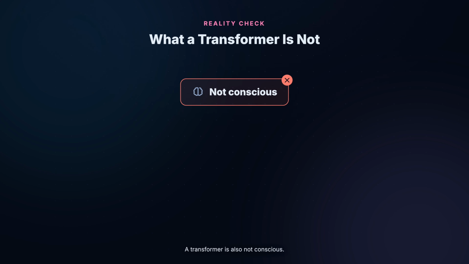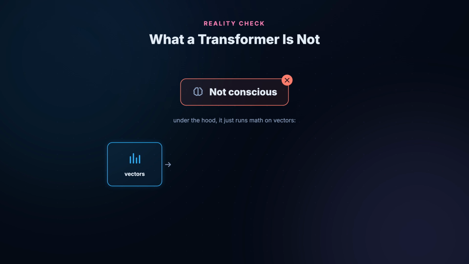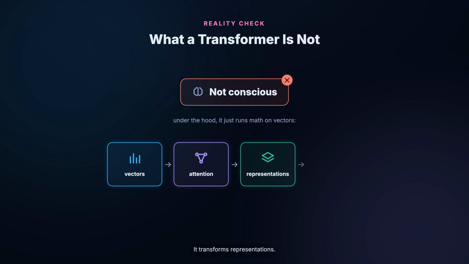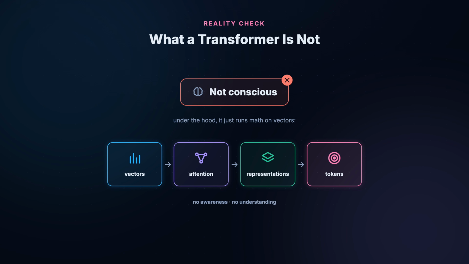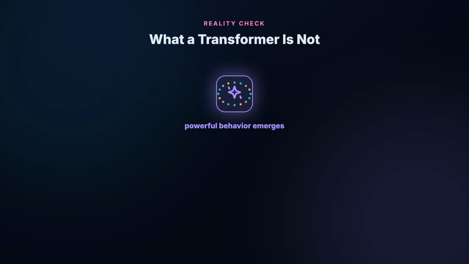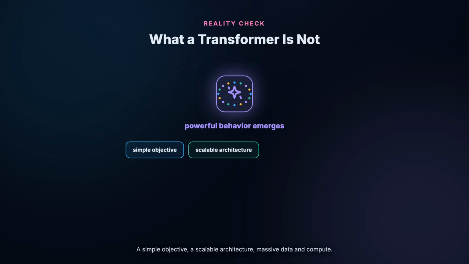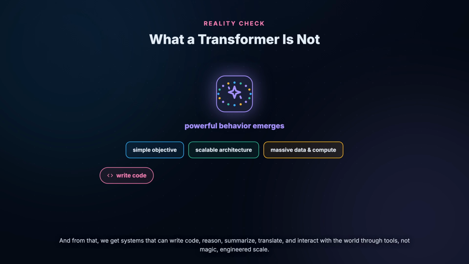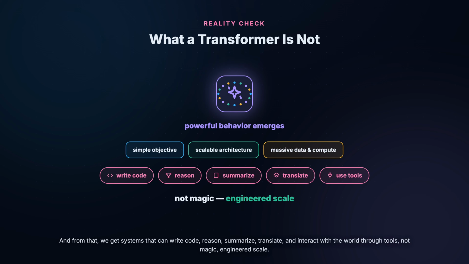A transformer is also not conscious. It does not understand language the way humans do. It processes vectors. It computes attention. It transforms representations. And it predicts tokens. But when you scale that machinery across billions of parameters and massive datasets, surprisingly powerful behavior emerges. That is the strange beauty of modern AI. A simple objective. A scalable architecture. Massive data and compute. And from that, we get systems that can write, code, reason, summarize, translate, and interact with the world through tools, not magic.